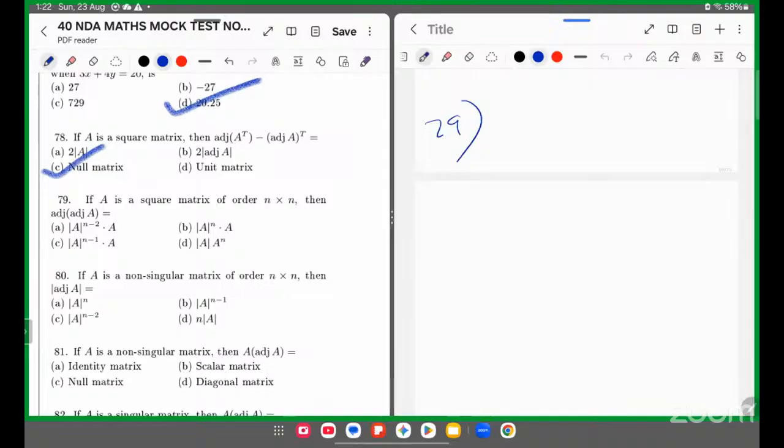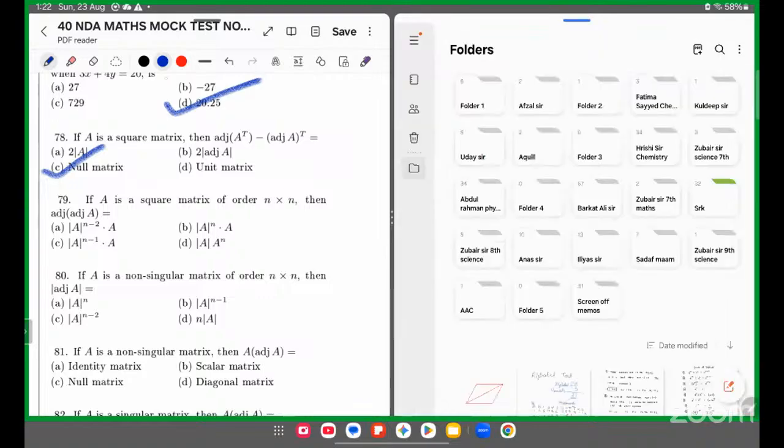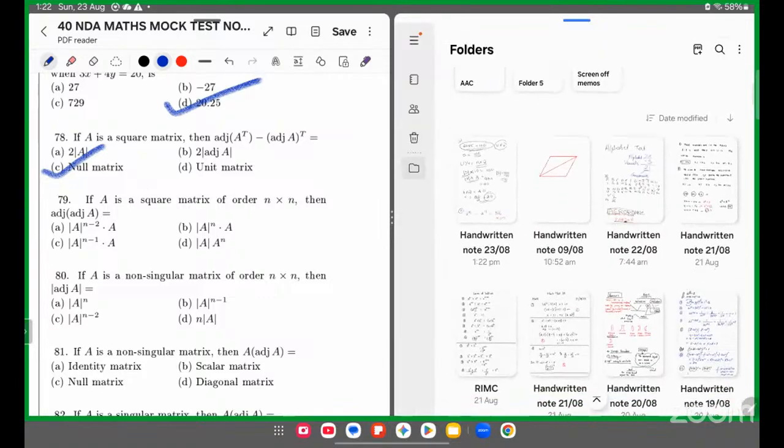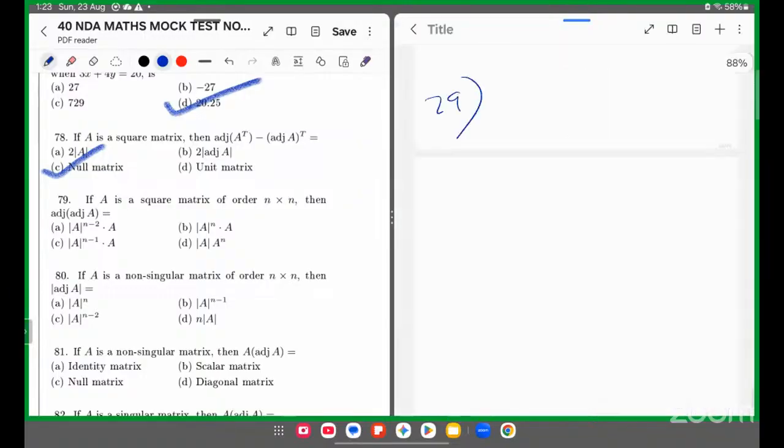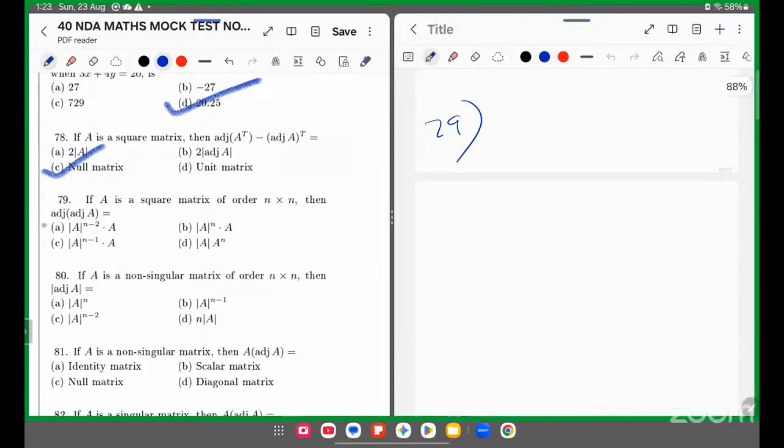79. If A is a square matrix of order n by n, then adj of adj A. As per the property, adj of adj A is determinant of A raised to n minus 2 into A. So option A, we have to directly use the property. Option A is the correct answer.